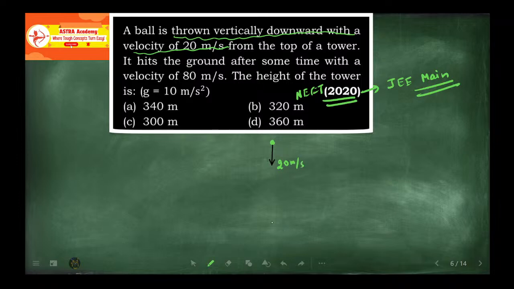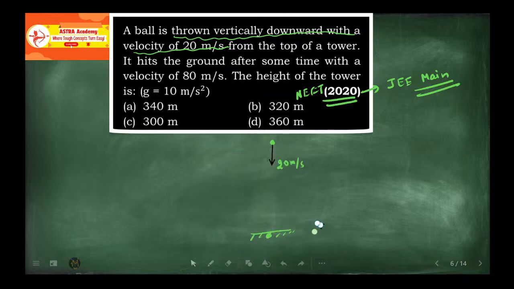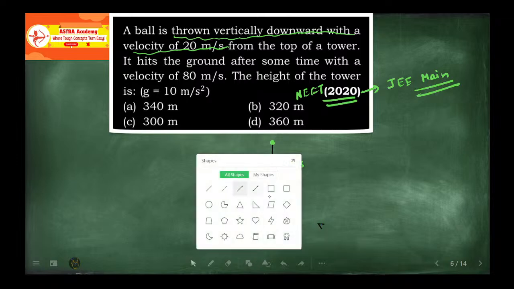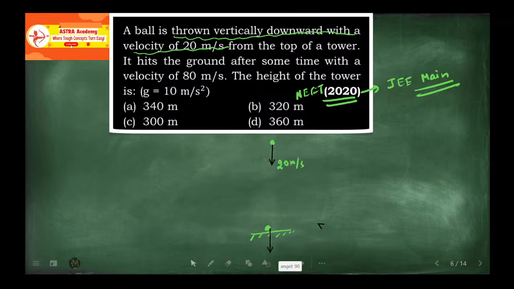It is 20 meter per second. Then it hits the ground after some time with a velocity of 80 meter per second. Suppose this is our ground, and the velocity with which it hits the ground is 80 meter per second. Now it has mentioned some time, and I don't know the value of this time. So let us suppose the time is t seconds. If it is thrown at t equal to 0 second, it has reached the ground at t equal to t second.